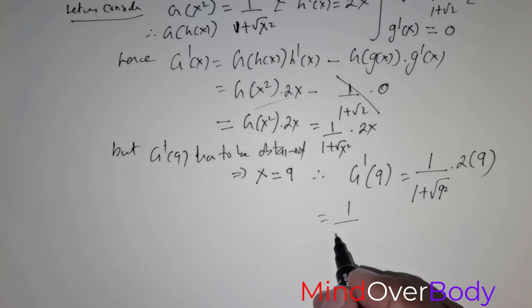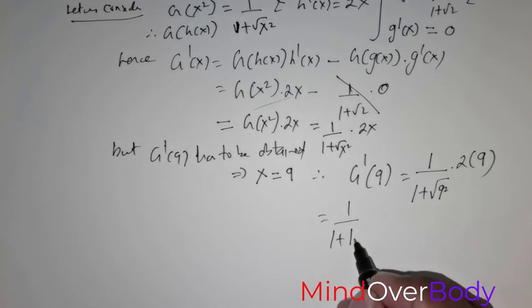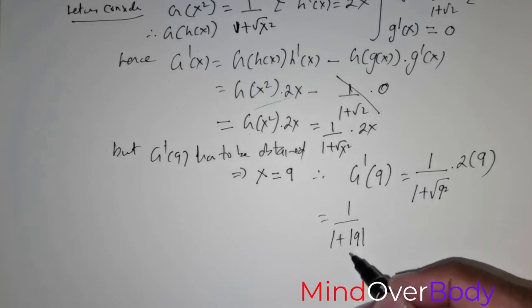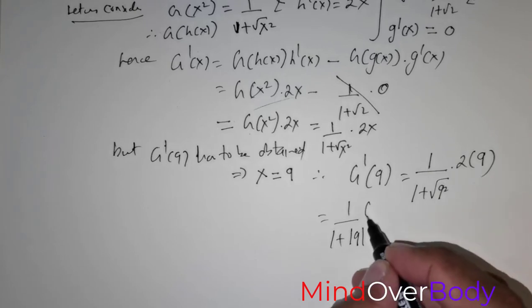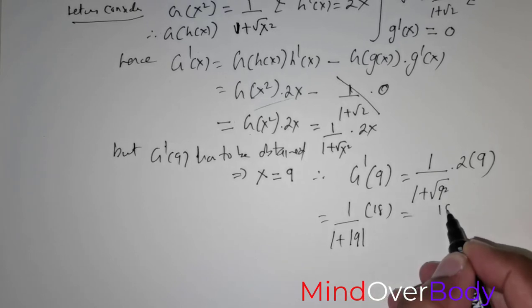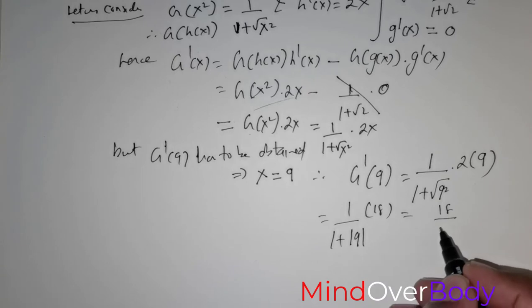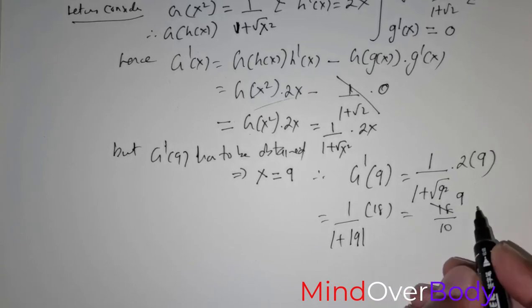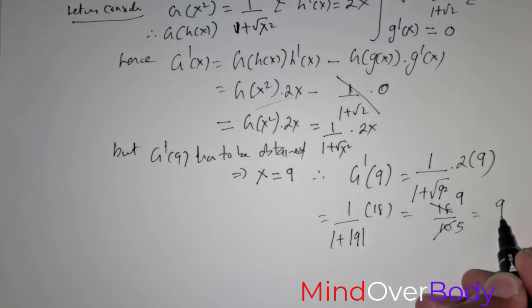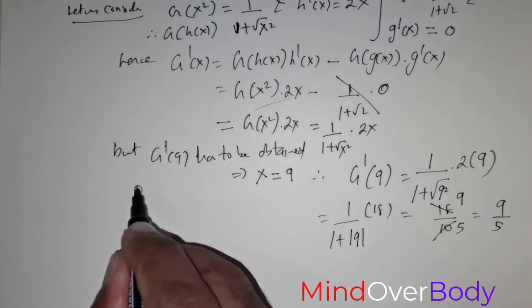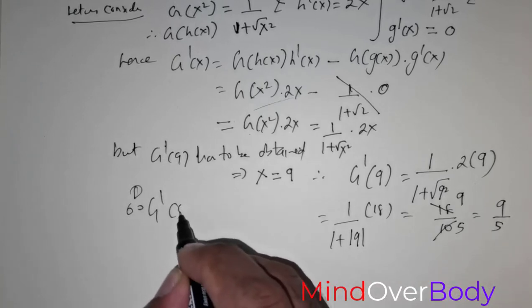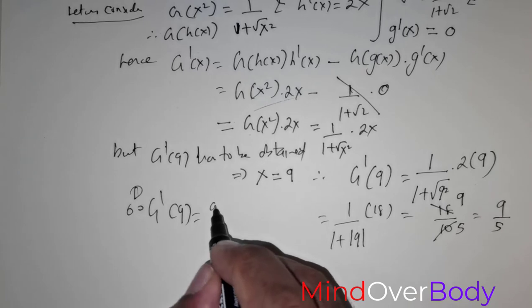This is equal to 1 over 1 positive root of 9 squared is positive, that means I'm taking the modulus, so 2 times 9 is 18, so this is equal to 18 over 9 positive 1 is 10. 2 divides 18, 9 times 2 divides 10, 5, so 9 over 5. So therefore g dash of 9 is 9 over 5.